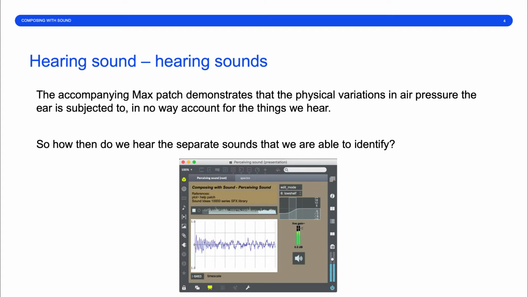So in the accompanying Max patch that I'm going to show you, I want to demonstrate a couple of things about this sound. So first I'm going to show you a graph, which is a graph of amplitude against time. And this really represents the variations in air pressure that were recorded by the microphone when this sound recording was made.